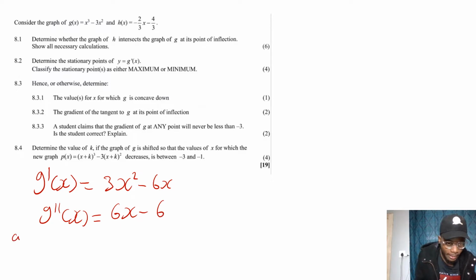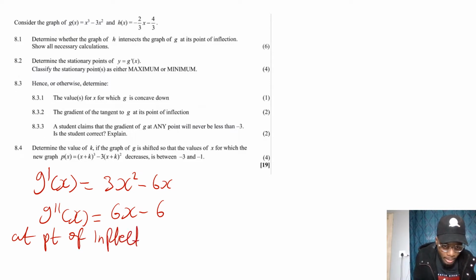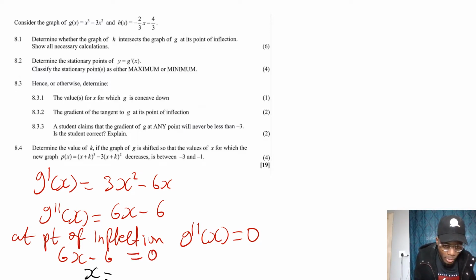Then at the point of inflection, the second derivative is equal to 0. So it means 6x minus 6 equals 0. Then obviously our x here is going to be 1. I hope you all know how to solve for x. Then we are not done. We have to get the corresponding value of y.